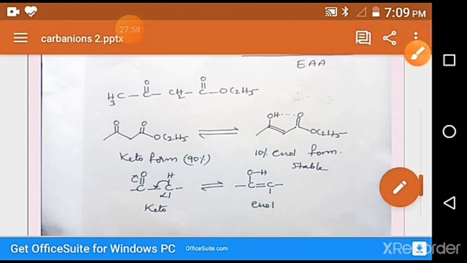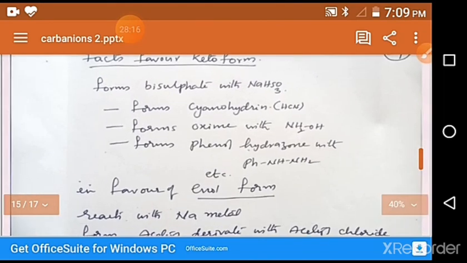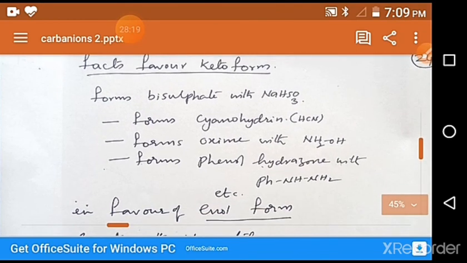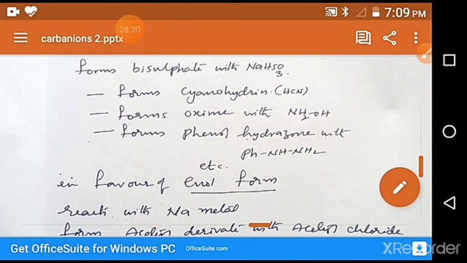So ethyl acetoacetate exists in two forms, keto form and enol form. In between, there is a dynamic equilibrium. The keto form exists at 90% and the enol at 10%, favoring the keto form. How can we say the compound exists in two forms? We know carbonyl compounds react with sodium bisulfite, giving a bisulfite adduct, and undergo addition reaction with HCN to form cyanohydrins.